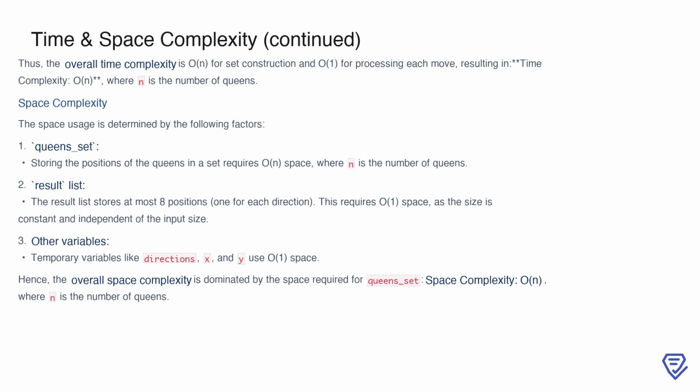Now, looking at space complexity, the primary factor is the queens_set, which requires O(n) space to store the positions of all queens. The result list is limited to a maximum of 8 positions, 1 for each direction, making its space usage O(1). Temporary variables like directions, x, and y also use constant space. Hence, the overall space complexity of the solution is O(n), driven by the storage of the queens in the set.